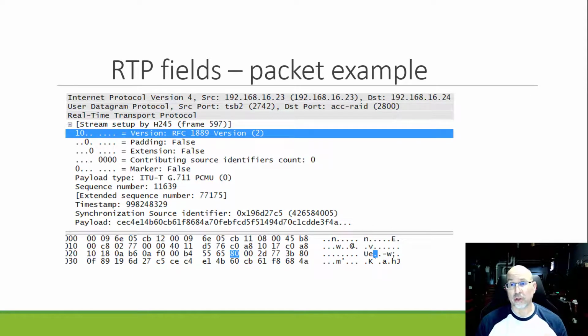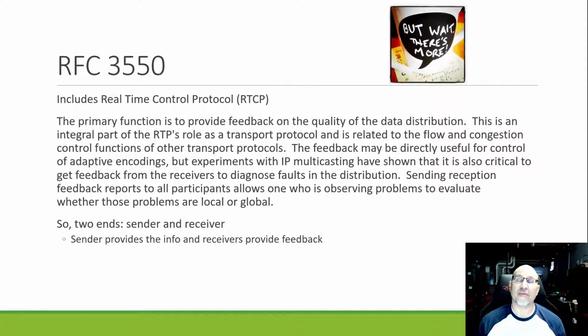And for that, we're going to use another part of RFC 3550. So RFC 3550 also includes the real-time control protocol, or the RTP control protocol. And so we'll do a little bit of reading here. This will be a little clunky, but here we go, right? The primary function is to provide feedback on the quality of the data distribution. So what we're trying to do is measure how well this call is going. And remember that we're really talking about packets going across the network. So this is an integral role of RTP's transport protocol function.